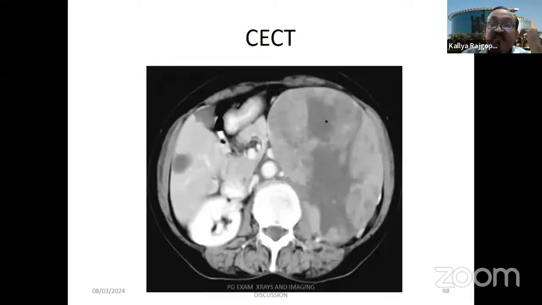Now, this is another imaging, CECT, showing the kidney. You can see this is the normal kidney on the right side, and on the left, a very, very large mass occupying the upper pole. Parenchyma is compressed here. You can see the posterior muscles, and there is also one more hypodense lesion present in the liver. So this is a renal cell carcinoma with a metastasis in the liver.